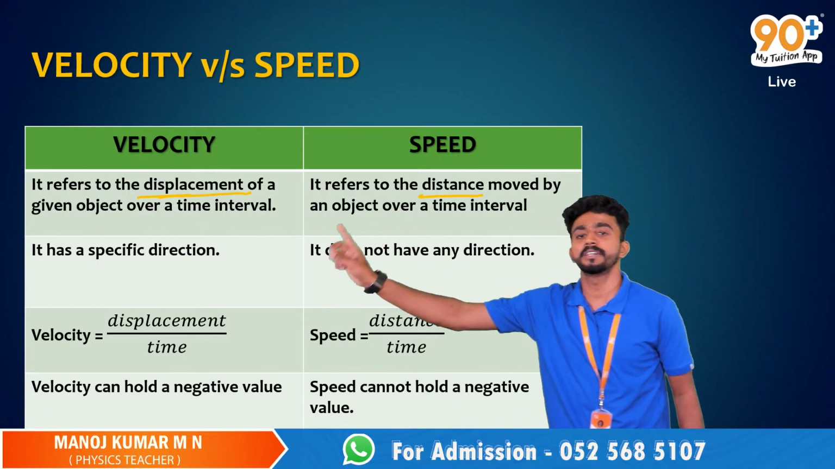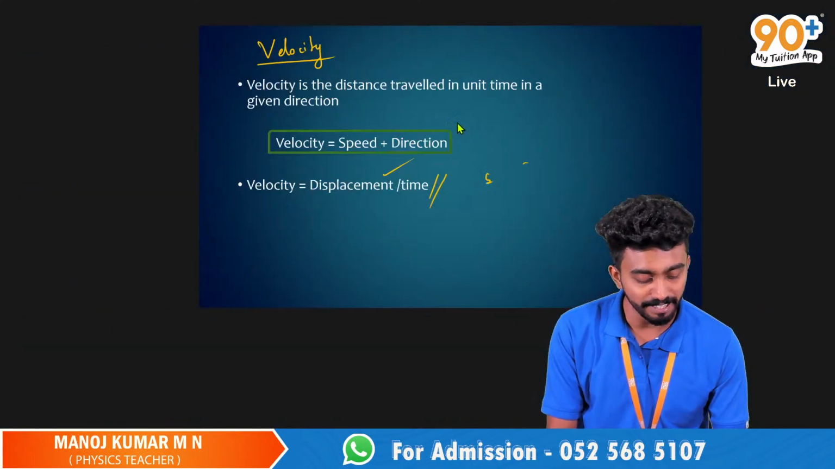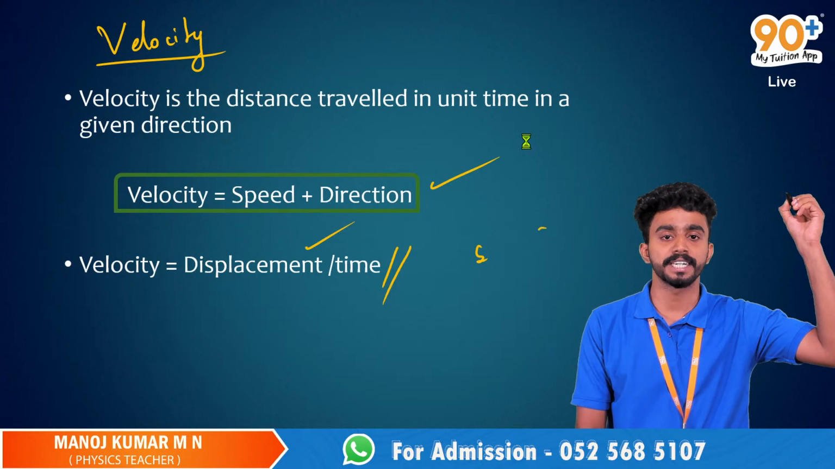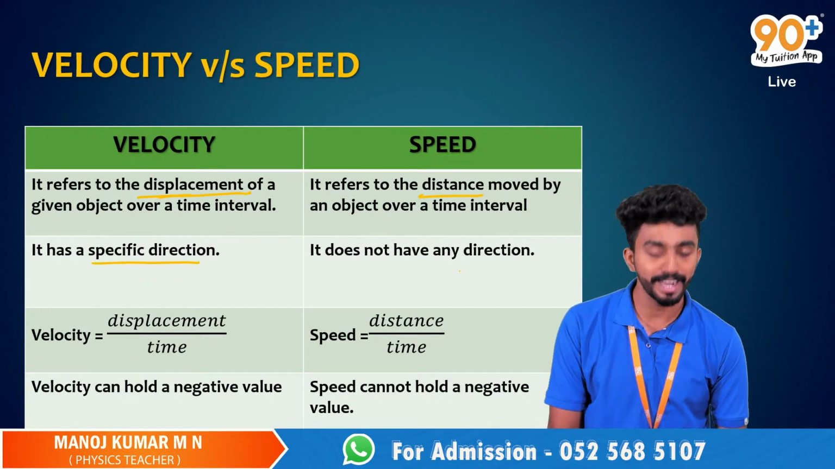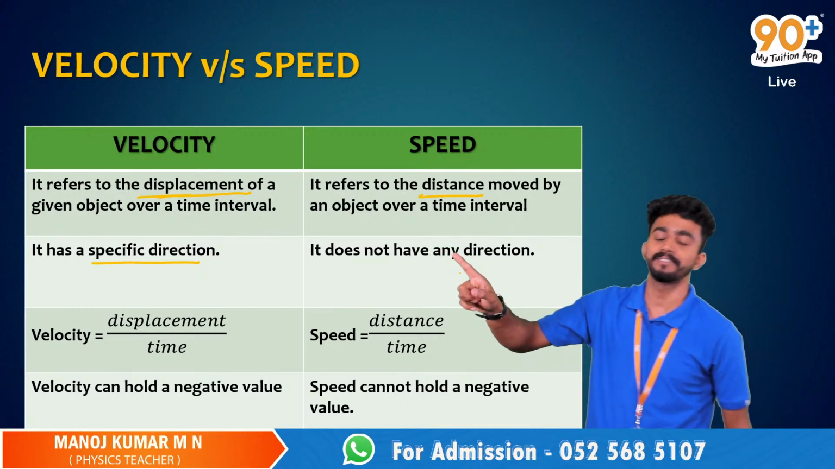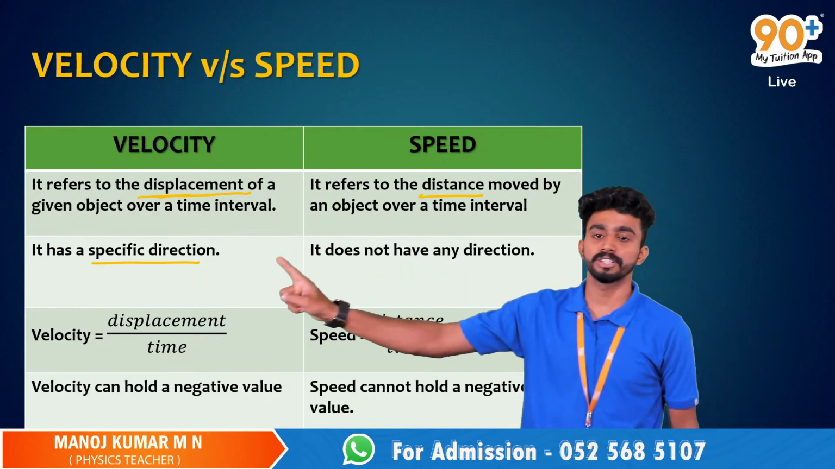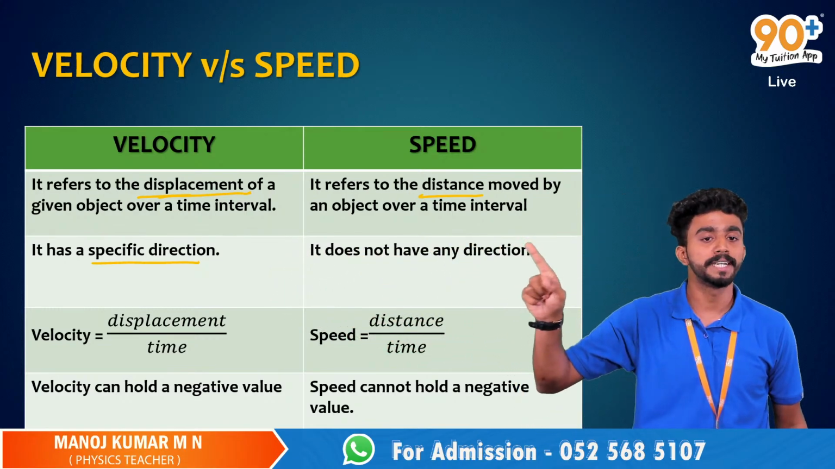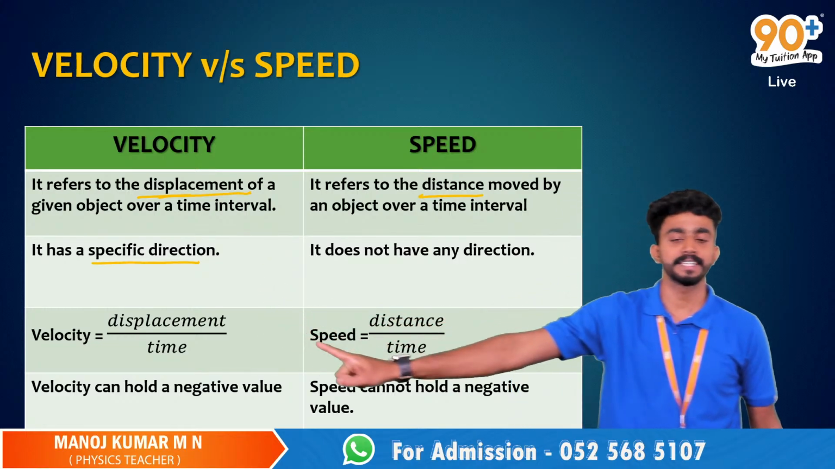Now, what about the direction? Velocity has a direction, right? We have learned that velocity is speed plus direction, or speed with direction. So velocity has a specific direction, whereas speed does not have any direction. So we have learned speed is a scalar quantity and velocity is a vector quantity. Why? Speed doesn't have any particular direction, whereas velocity has a specific direction.